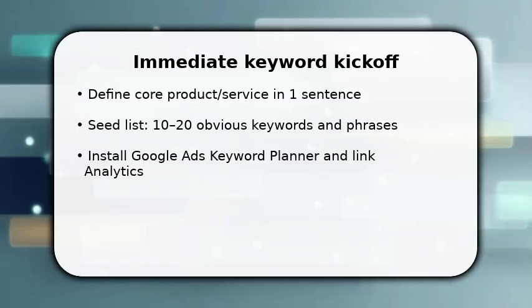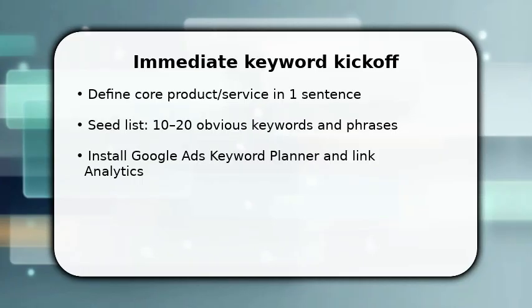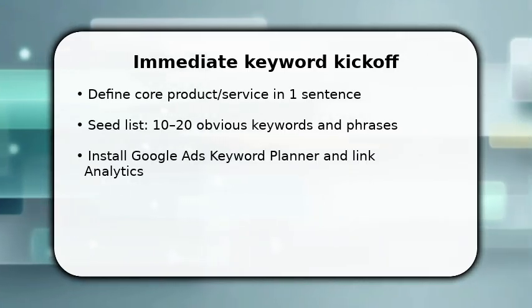You start by defining your core offer in one clear sentence so every keyword ties back to intent. Next, build a seed list of 10-20 obvious keywords you already expect people to use. Then open Google Ads Keyword Planner and connect Google Analytics so you can pull historical search data.